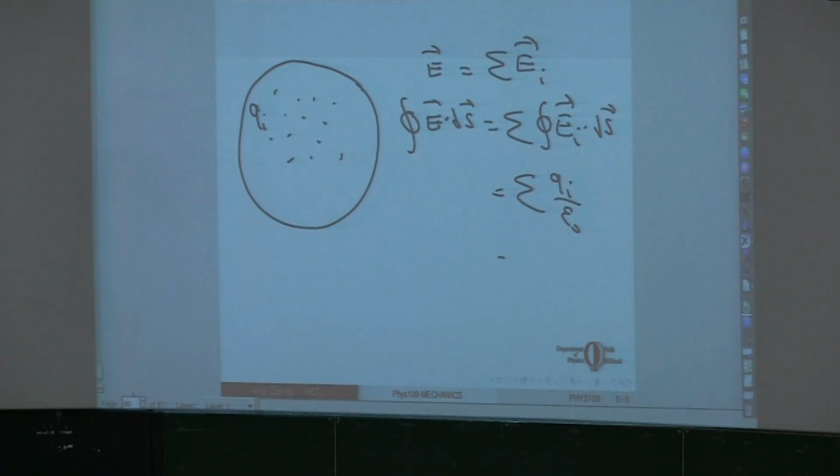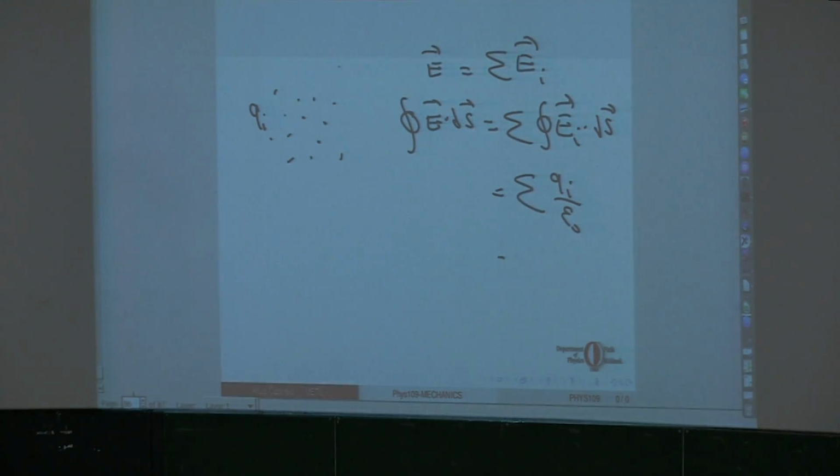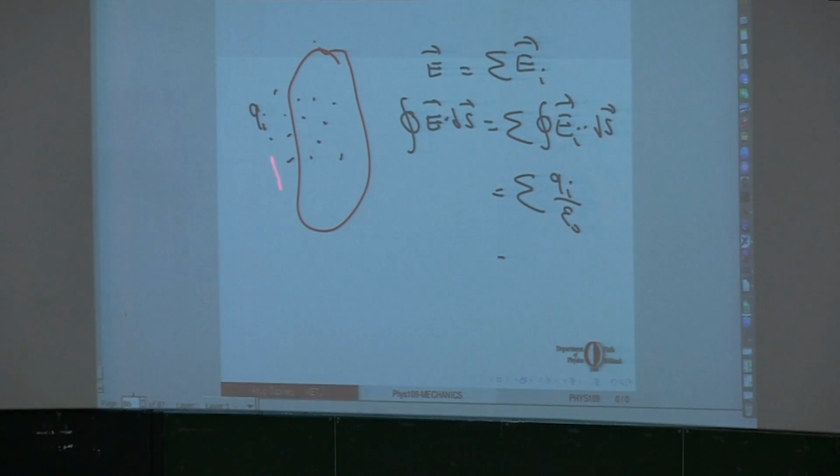Now, if you go back to this example, let me change my surface. Let me imagine a surface like this. I have some charge distribution somewhere. Some of them are inside my closed surface, some of them are outside my surface. Now the total electric field is just the sum of the electric fields created by each one of these point charges. If I calculate the flux created by the total electric field, it is nothing but the sum of the fluxes created by each one of the point charges.